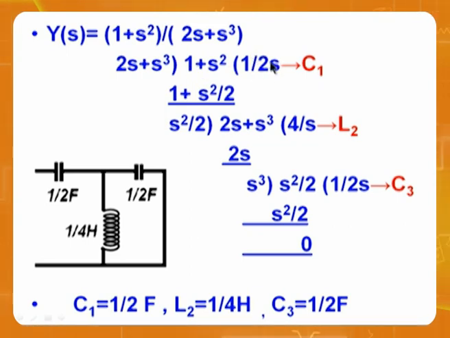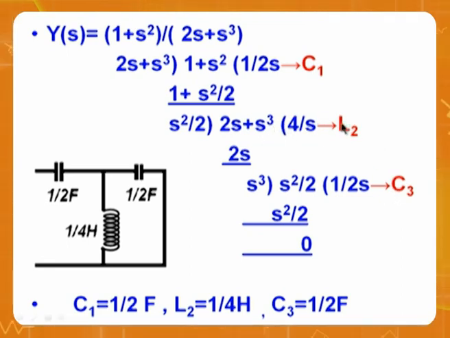You see, 1 by 2s, then 4 by s, then 1 by 2s, 0. So when you look at this, we can say this is C1, L2, C3. So C1 is here, L2 is here, C3 is here. These are the values that we have achieved. So with that, we got the circuit. This is called a ladder because first element, second element, third element.